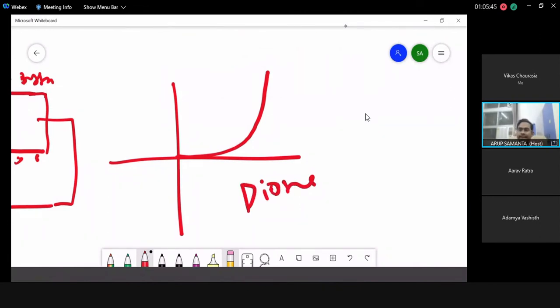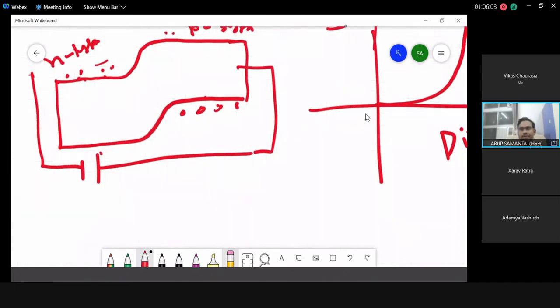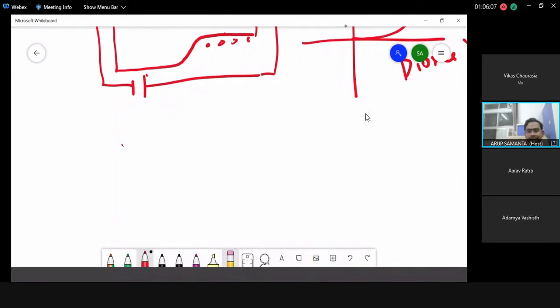Any PN diode, PN junction diode, semiconductor diode behaves like this. These are your characteristics: current, and you apply the forward voltage. This type of current. This is the first device. If you add a PN junction, we call it a PN junction.